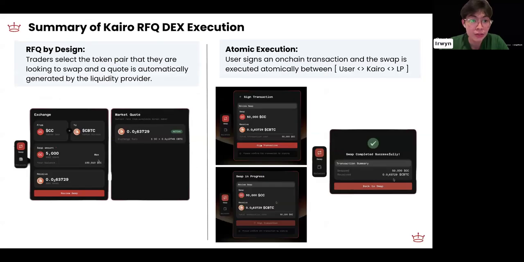Yeah. So just summarizing it, our DEX is RFQ by design. So traders can select the token pairs that they are looking to swap, and a quote would be generated for them through the workflow we showed you just now, and the execution is atomic. Yep. Next, please.